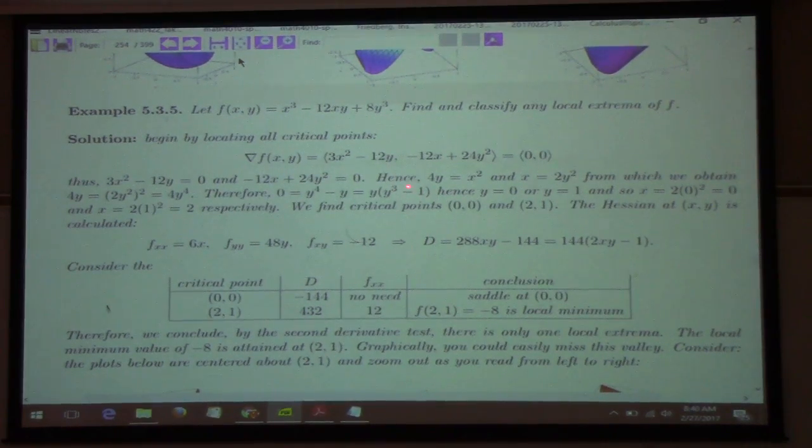Y cubed has one real zero, namely 1, right? And if you factor that out, this gives you y times y minus 1 times y squared plus y plus 1, but y squared plus y plus 1 cannot be factored as it happens. So this just has two real solutions, 0 and 1, and then you can go back and figure out what x had to be. X had to be 0 or 2 respectively, so we find two critical points.